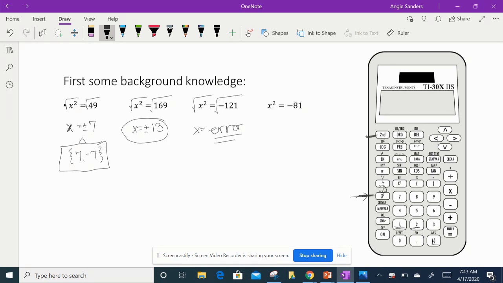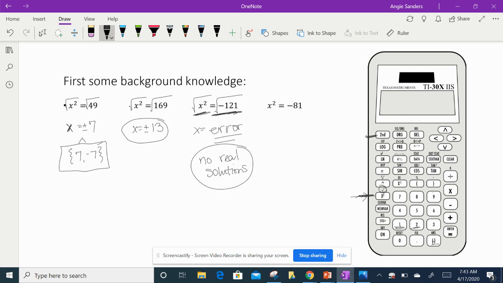You should, because there's not a number that I can plug in when I square it and get a negative 121. If it's a positive number, positive times positive is always going to give me a positive. If it's a negative number, negative times itself is still going to give me a positive. Therefore, whenever I have an x squared is equal to a negative number, I know that there are no real solutions. And I can stop right there.